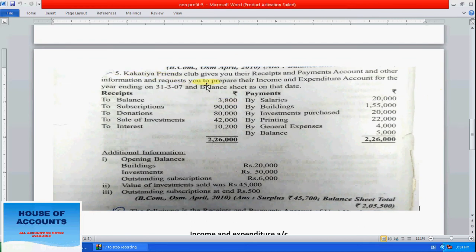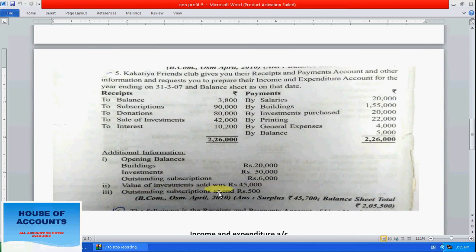Kakatiya Friends Club has given us their receipt and payment account, also known as the cash book, and other information, and requests us to prepare their income and expenditure account for the year ended 31st March 2007 and the balance sheet as on that date. Additional information: opening balance for building, meaning last year's building, is 20,000. Investment 50,000. Outstanding subscription, meaning we have to receive it, is 6,000.